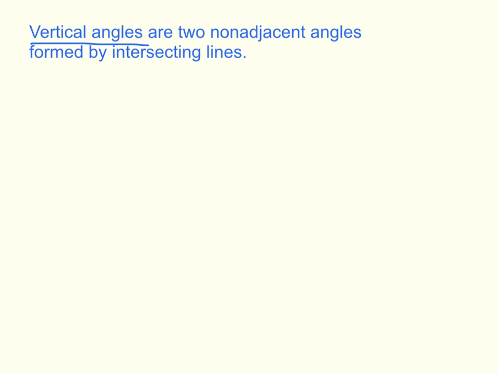The last vocab word are vertical angles. Vertical angles are two non-adjacent angles, they're not next to each other, formed by intersecting lines. A lot of people want to think vertical angles are across from each other. And while they are, not all angles across from each other are vertical angles. So I have two intersecting lines.